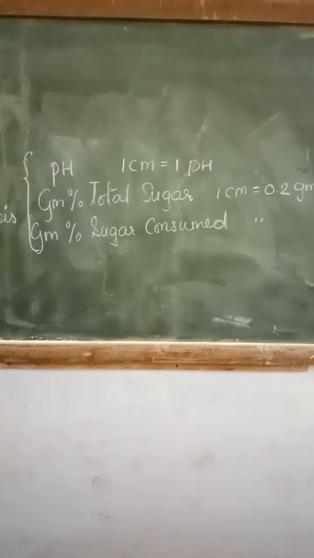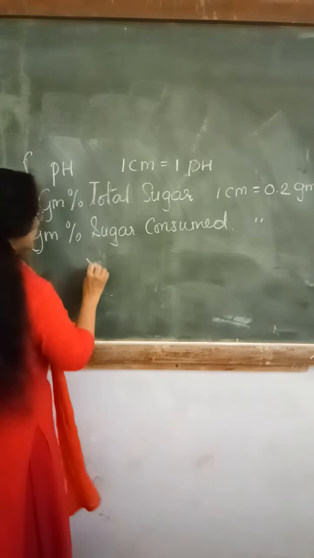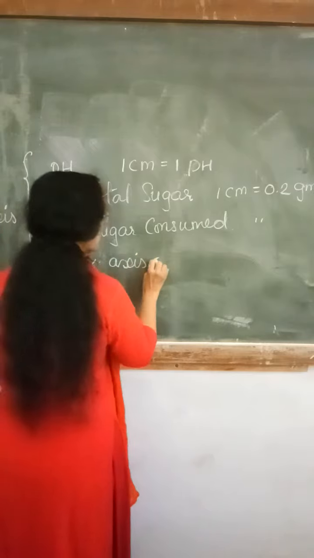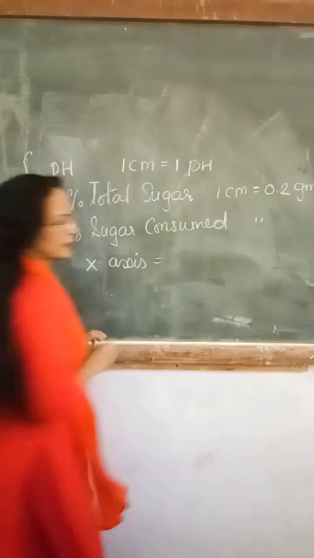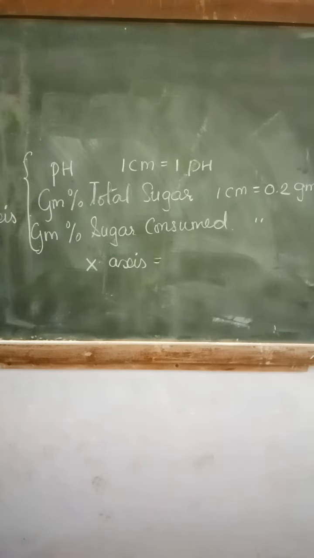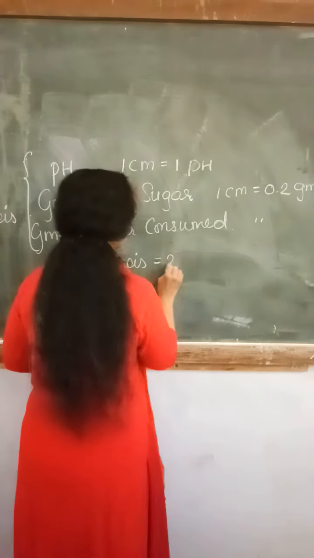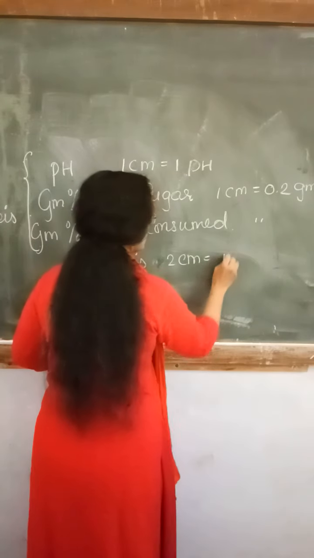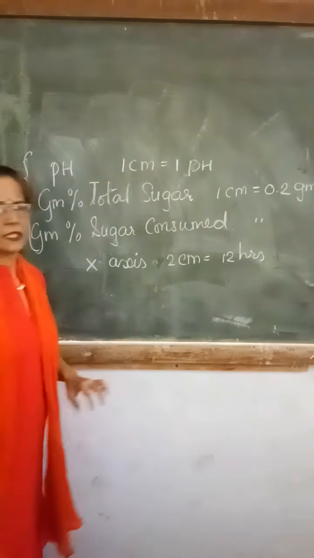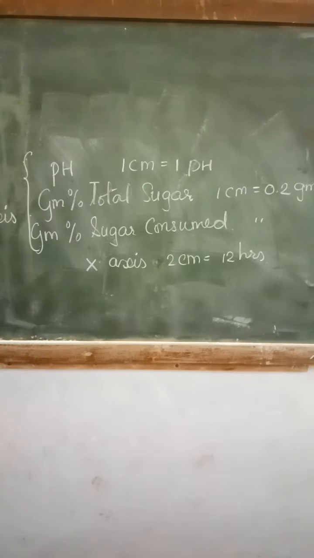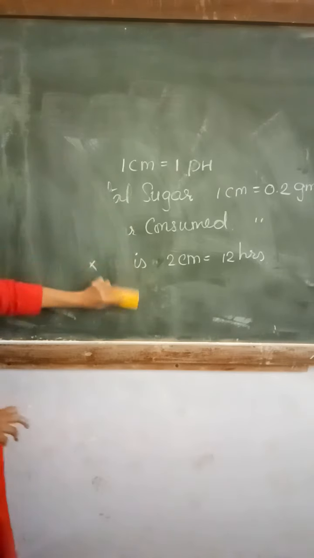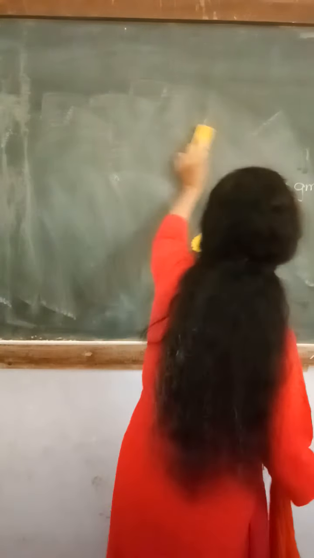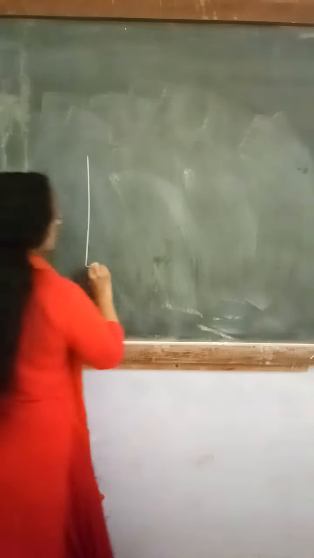And what will be on the x-axis? On the x-axis, you will write the hours of fermentation. So 2 centimeter is equal to 12 hours. So these are the parameters we are going to set to draw the final graph of alcohol production. We will try to draw the graph at the end of the lecture.